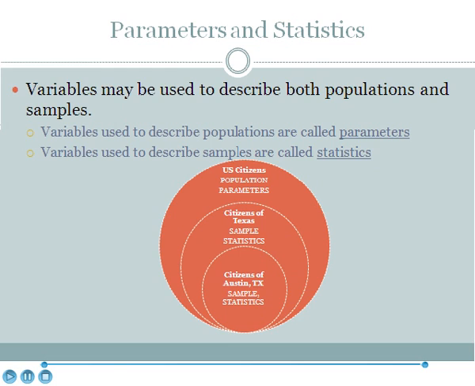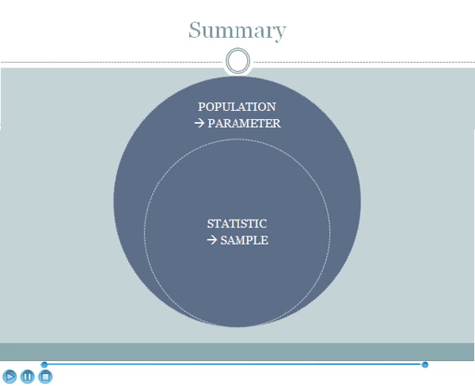The variable, the average age of the citizens of the state of Texas, is a statistic. It describes the subset of the population, the citizens of the United States. Similarly, the citizens of Austin, Texas constitutes a sample, and the average age of those citizens is a statistic.